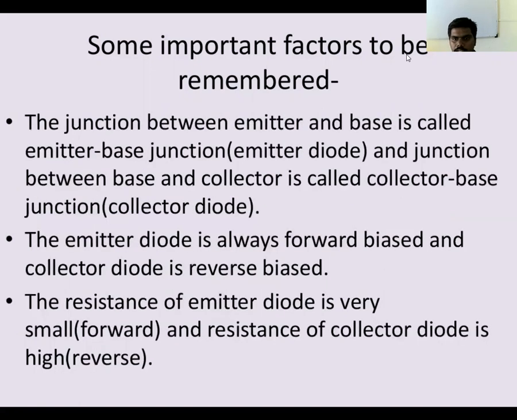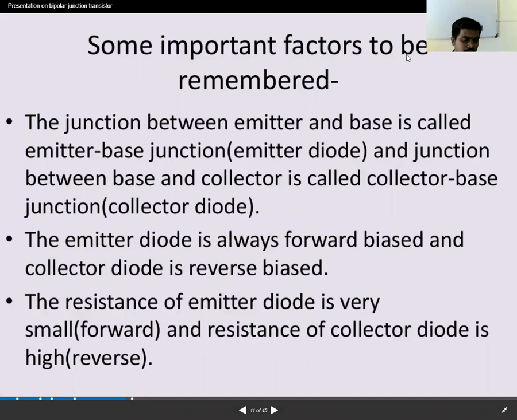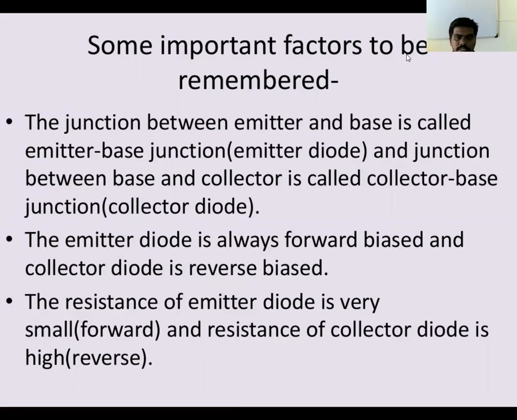The junction between emitter and base, remember this, is called the emitter base junction, or emitter diode. We can represent that junction with a diode also. And the junction between base and collector is called the collector base junction. As I have said, if there is a junction, you can represent that as a diode.